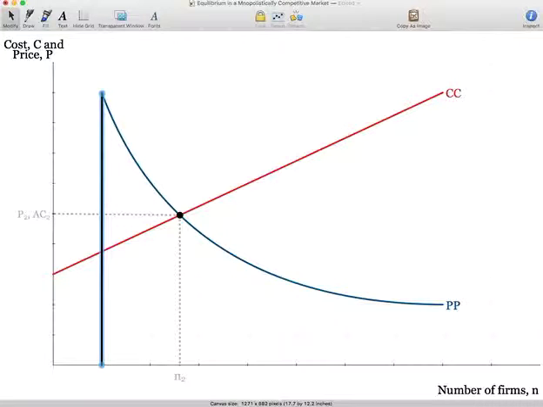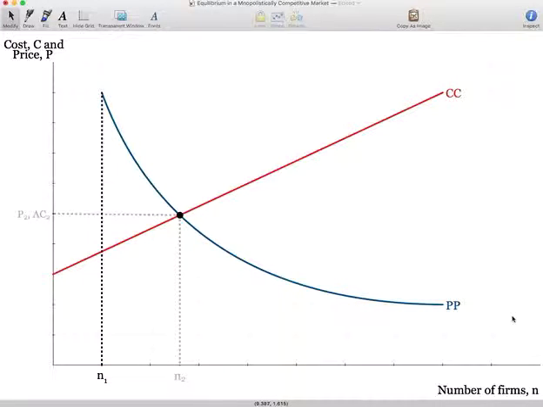Let me make that a dotted line. Let me copy this, move it over, and change the subscript. So we have N1. Actually, let me retype that. This program gets a little wonky sometimes when you copy and paste things. Now let me change the opacity on that so it can be seen.